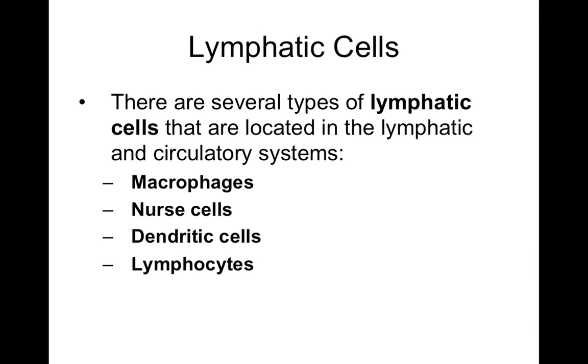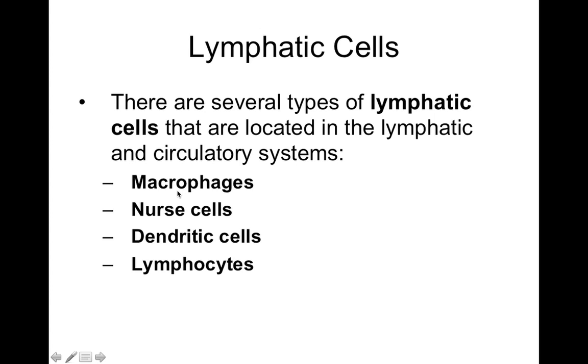Lymphatic cells are those cells you find abundantly throughout the lymphatic system. Now, this is not to be confused with the lymphocytes, because lymphocytes are just a subcategory here. Lymphatic cells are just the ones you're going to find more commonly in the lymphatic system. So this includes things like macrophages, nerve cells, dendritic cells, and lymphocytes.